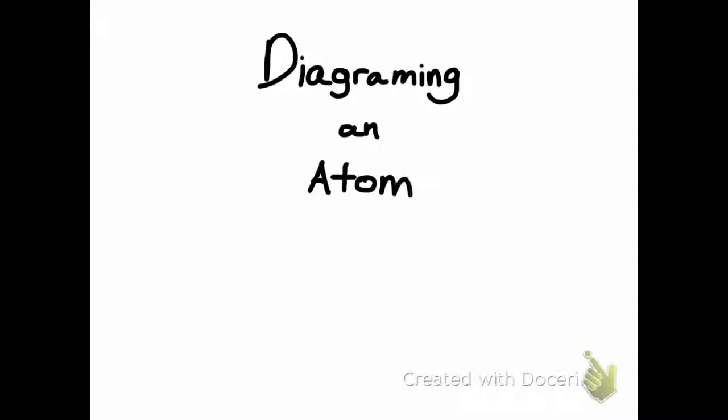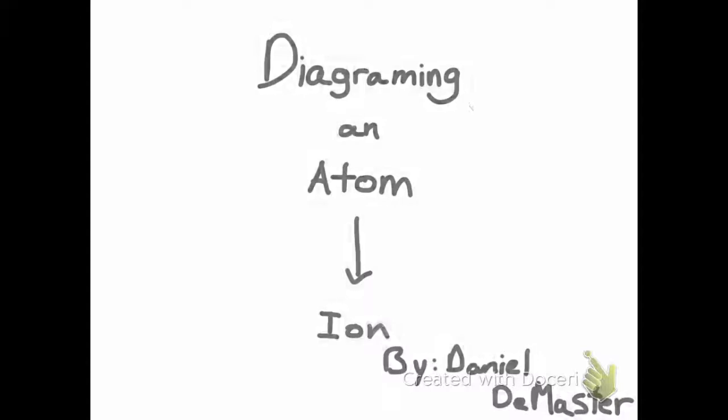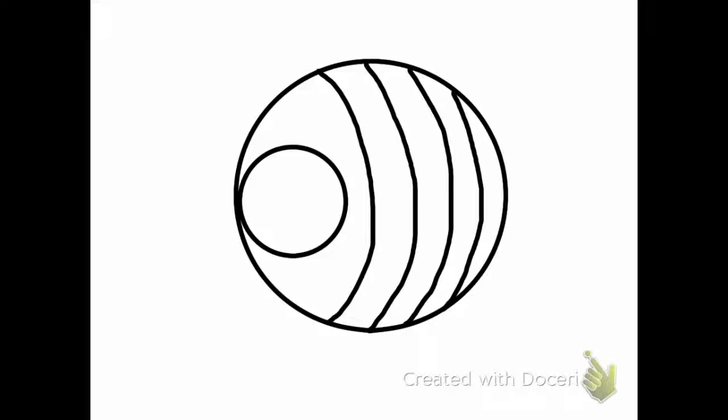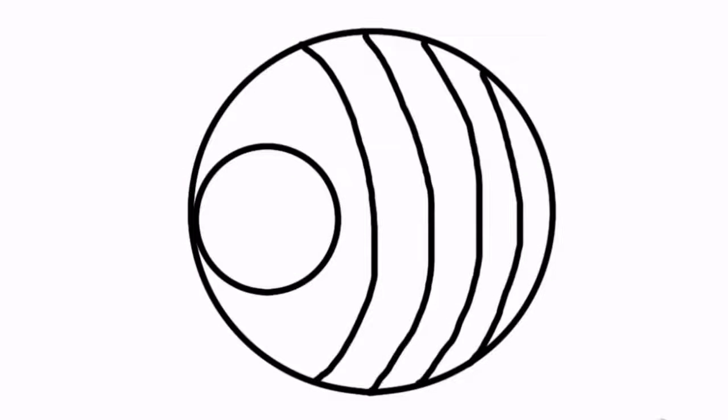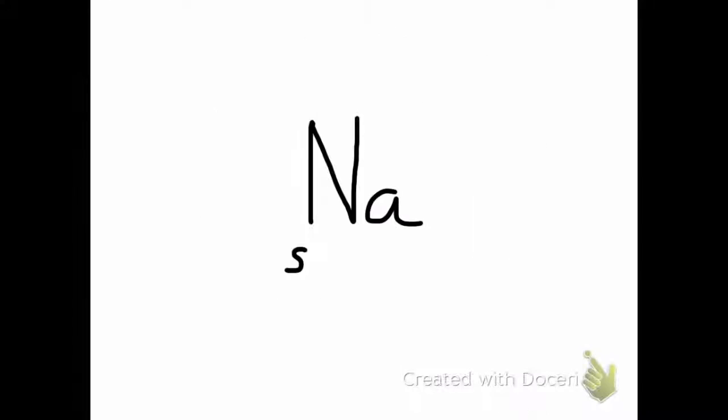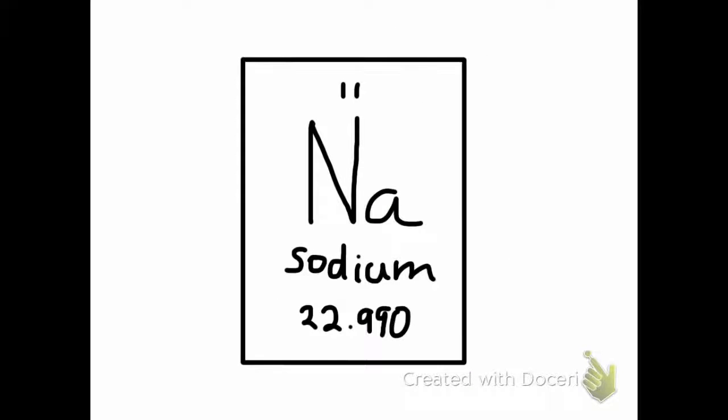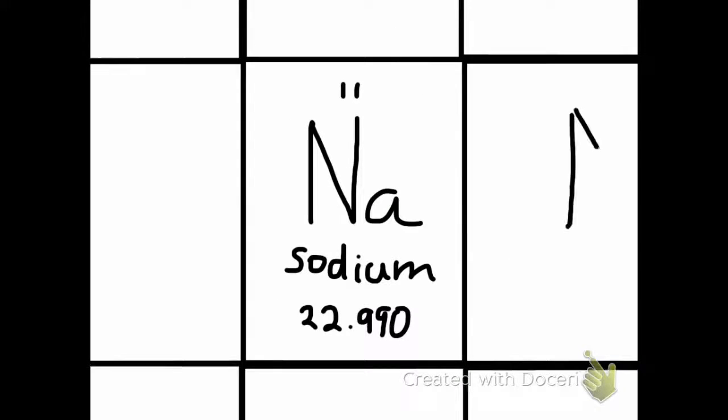I'm going to show you how to diagram an atom and how to turn that atom into an ion. I'm going to be showing you how an atom model works. We're going to have an outer circle for diagramming purposes, and then we're going to have a large nucleus also for diagramming purposes. I'm going to be using sodium as an example for this.